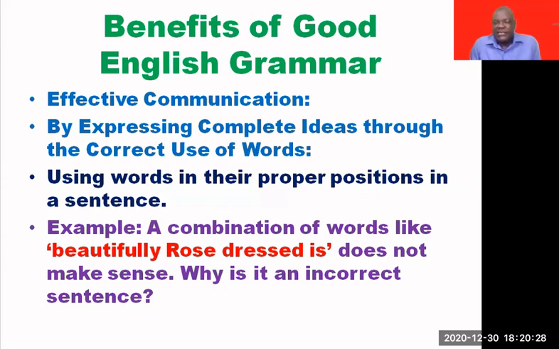"Beautifully Rose dressed is." Why is this? This is a group of words, quite all right. But there is something about it that does not add up. The word order, if you like. Then how good is your grammar? Will you be able to rearrange these words to make a grammatically correct sentence? I'd like to get feedback from you in the comments section below.